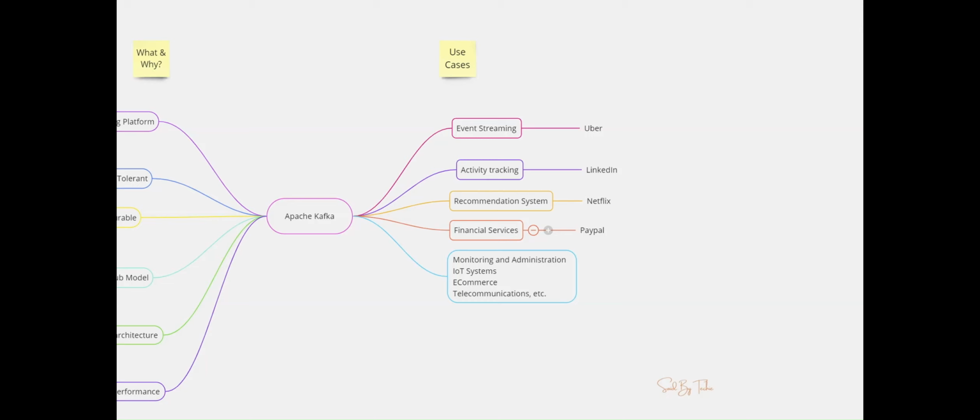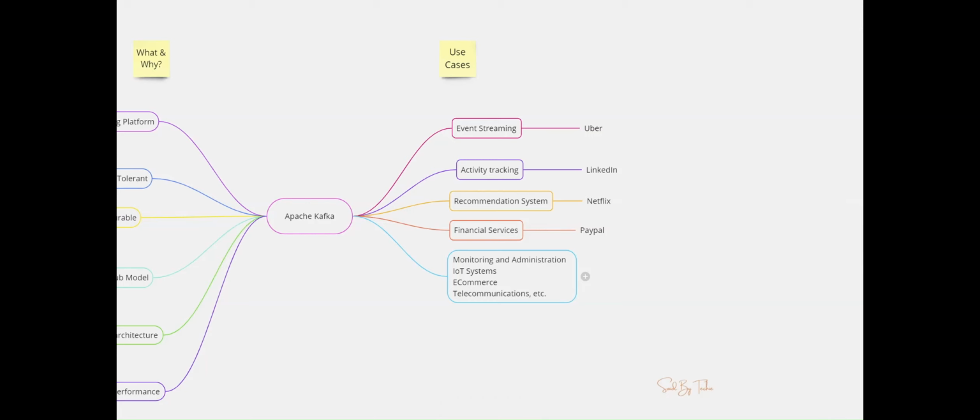And coming to next, monitoring and administration, as we discussed: log aggregation or alerts or different metrics of an application. If we are going to display them on a dashboard, Kafka is your choice. IoT systems: from different geolocations, we might get temperature or humidity, whatever we want. We can send it from different locations to a Kafka topic, and from there consumers can consume and perform the necessary processing on it.